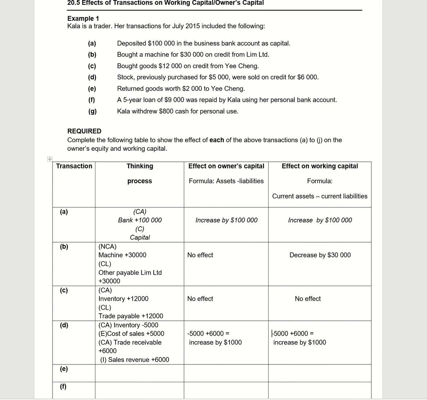That's all for your C and D. You may want to try E, F, or G for practice.